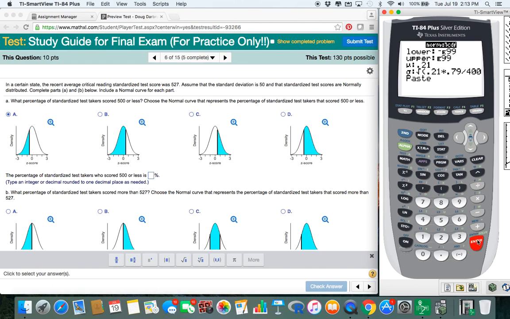My right bound is 500. My mean is 527. And the standard deviation is 50. So rounded to what? 1 decimal. They want us to change it to a percentage, so the easiest thing to do is multiply by 100. Rounded to 1 place, that will be 29.5%.